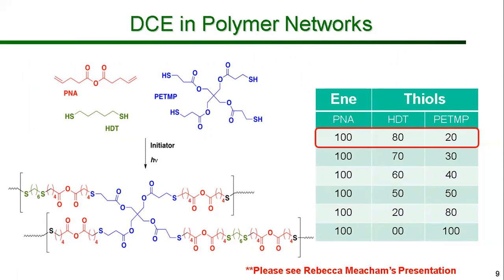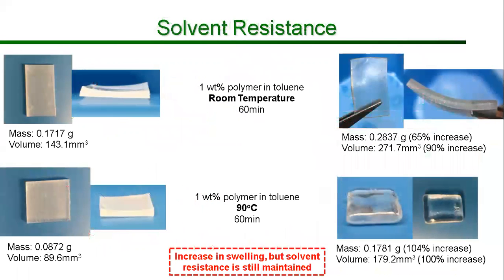So first, to prove that it is a Vitrimer, we wanted to do a solvent resistance test. So what you see here is the PNA HDT PET-MP with the 80-20.